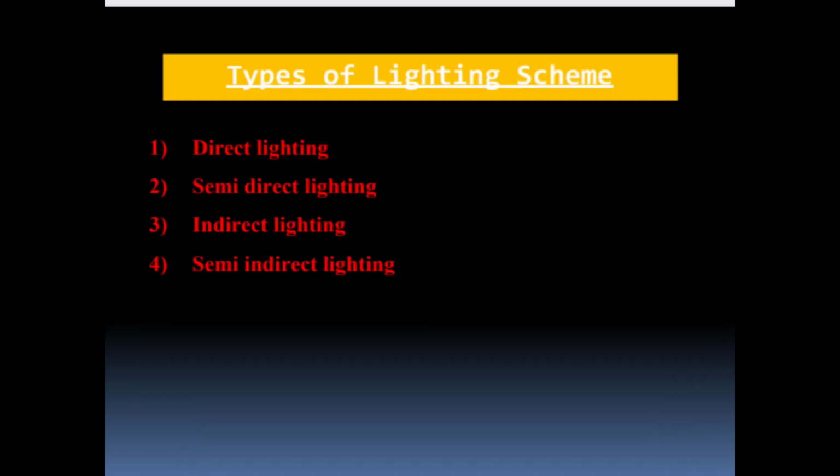Then here we see the types of lighting scheme. First is direct lighting, second is semi-direct lighting, third is indirect lighting and fourth is semi-indirect lighting. MCQ questions are also asked on this: what is direct lighting, what is semi-direct, what is indirect lighting and what is semi-indirect lighting. So this is a very important topic. We will see it in the next video.